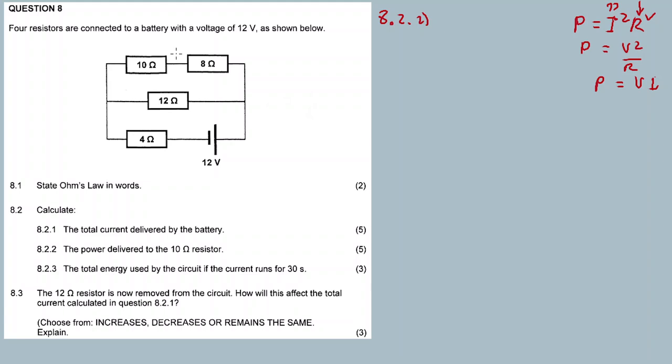If you use the third one, you would need the voltage measured across the 10 ohm and also the current flowing through the 10 ohm. So there's more work. That's why I stick to the first one. The R I have is 10. So how do we find the current?